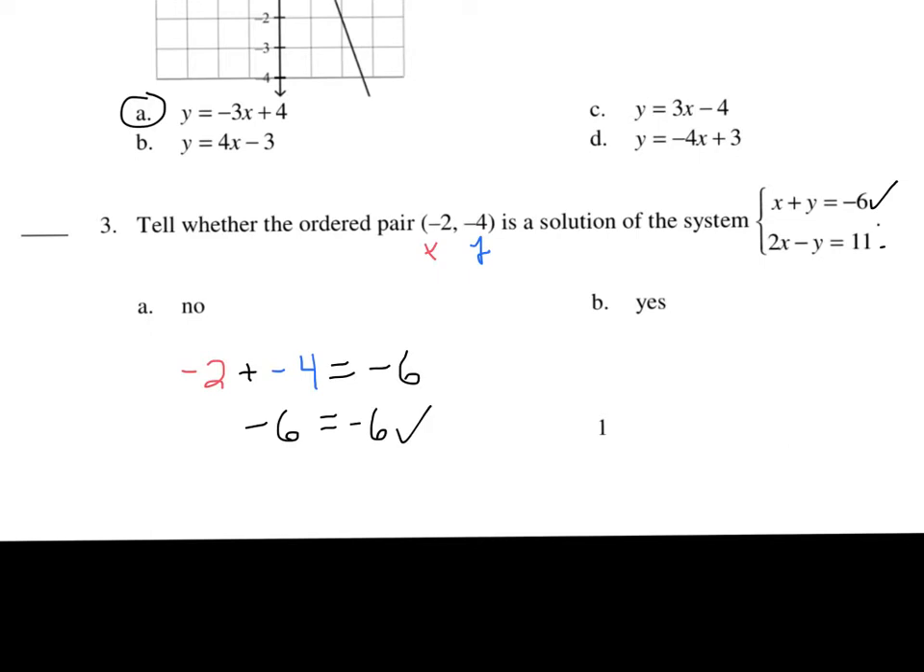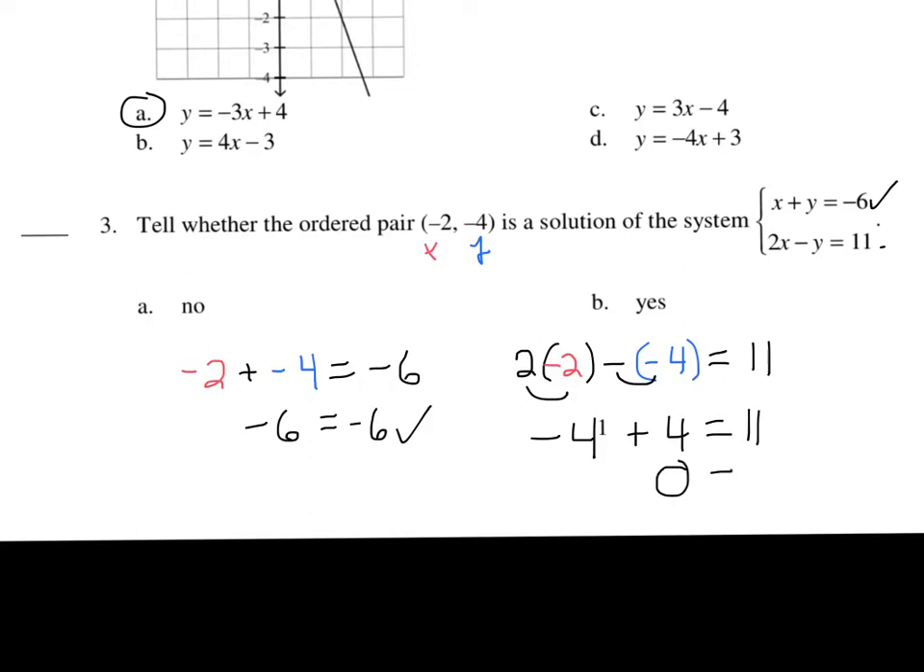We have to check the bottom equation. So that one, we have 2 multiplied by x, so multiplied by negative 2. And then we're going to subtract y, so it means we're going to subtract negative 4. And we need to see if that equals 11. So 2 times negative 2 is negative 4, and negative 4 is plus 4. Is negative 4 plus 4 11? Nope, it's 0. So that's not true. It did not work in the second one, and so our answer is no, because it has to work in both.